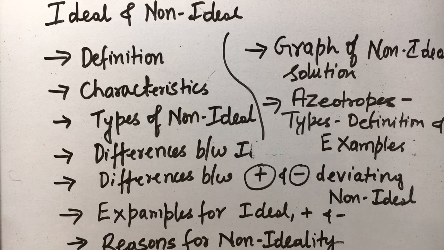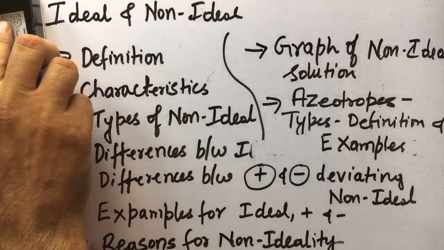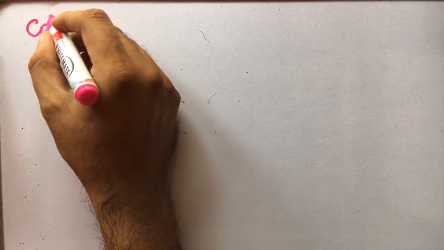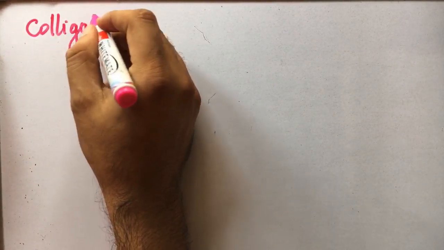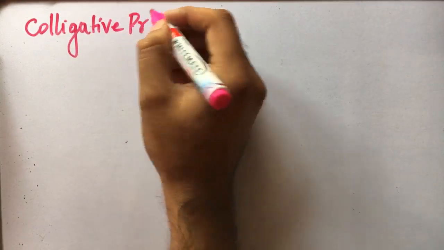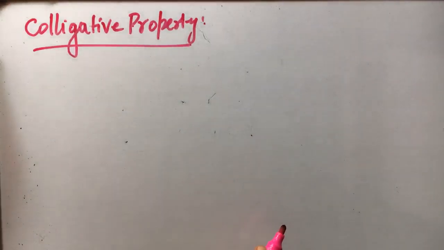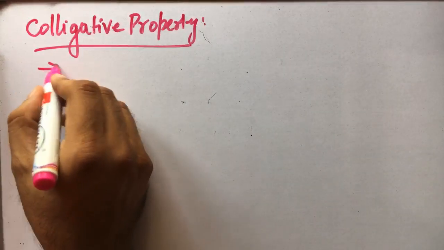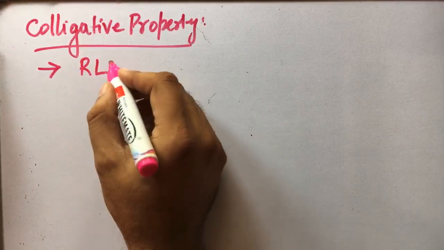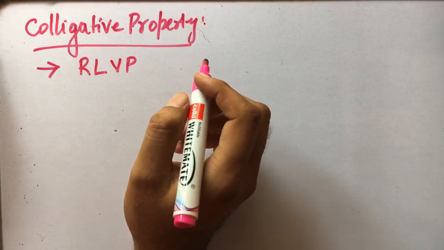After that, we have studied what a colligative property is, the definition of colligative property. After studying the definition, we have seen the examples for colligative properties. So it is relative lowering of vapor pressure, and we have derived some expression for this also.